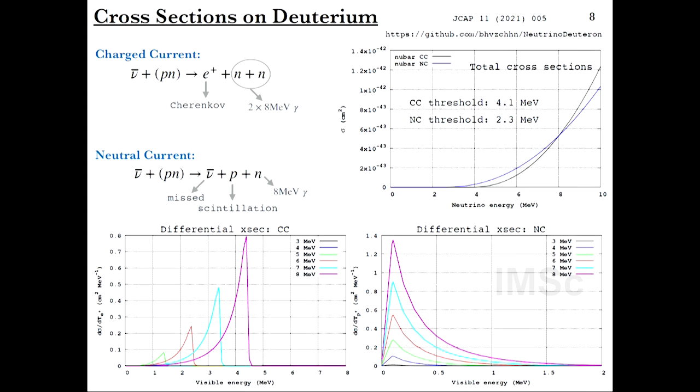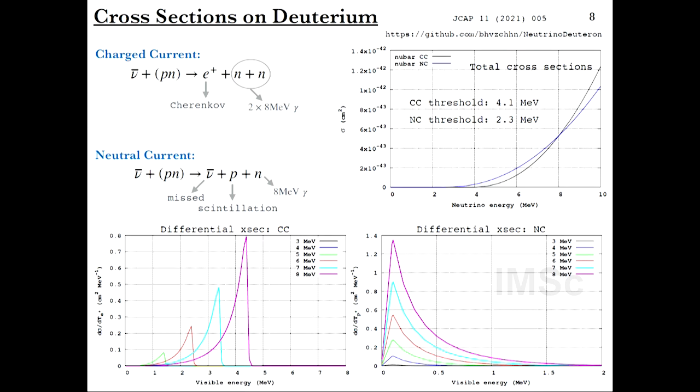But that's when the neutrinos are the particles being detected, which is not possible. So instead, what you see is the visible energy, which in the case of charge current events is a positron, and in the case of neutral current events is a proton. So these are the typical differential cross sections.